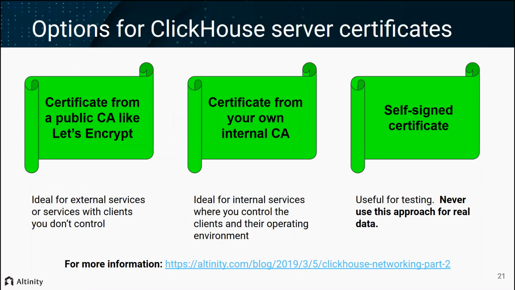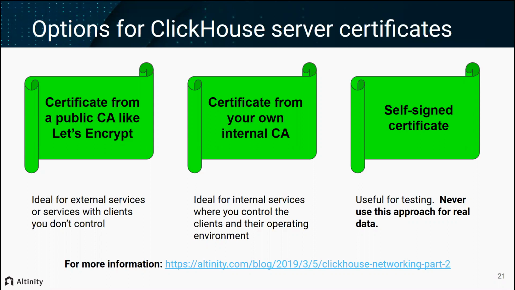The first is to get your certificate from a public certificate authority like Let's Encrypt. So it's pretty easy, and this is great if you're doing external services. So for example, we run Altinity.cloud. We will use a public certificate authority for our certificates. And the important thing is that this is good because it works if you have large numbers of clients or clients that you don't control, because those clients will accept this certificate automatically without you having to do any special configuration. So for public facing things, or for services that have a large audience, this tends to be a really good solution.